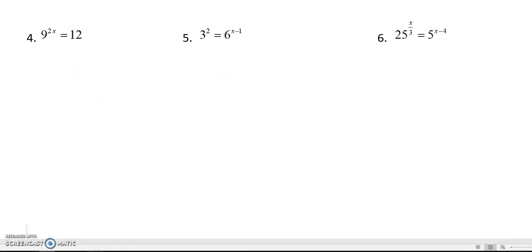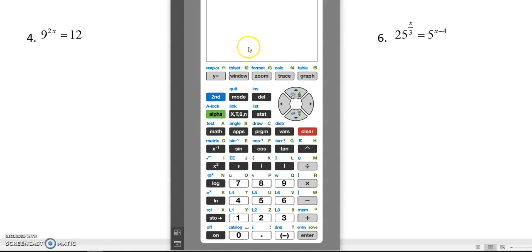Alright, so we're going to bring the calculator up. And remember it said log base 9 of 12 equals 2x. So if you go in your calculator and you hit the math button and you cursor all the way down until you see something that says log base. So it's right there at A, log base. You're going to click that.